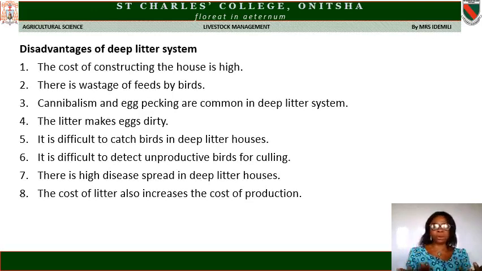Assuming you want to do some management practices like debeaking, inoculation or vaccination, or culling, it is very difficult to catch birds there because there is space for them to be running about. Number 6, it is difficult to detect unproductive birds for culling. Number 7, there is high disease spread in the deep litter system because of the number of birds kept together inside the same house. Number 8, the cost of litter also increases the cost of production.